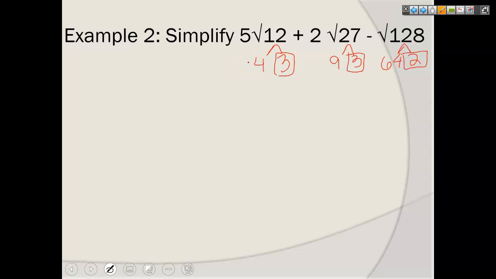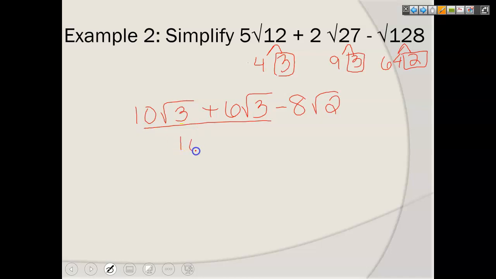So square root of 4 becomes 2, 2 times 5 becomes 10, so I have 10 square roots of 3 here. Square root of 9 is 3, 3 times 2 is 6, so I have 6 square roots of 3, minus 8 square roots of 2. So the first two terms are like, so I'm going to group the 10 and the 6 together and get 16 square roots of 3 minus 8 square roots of 2.